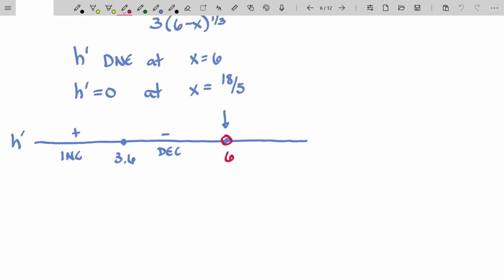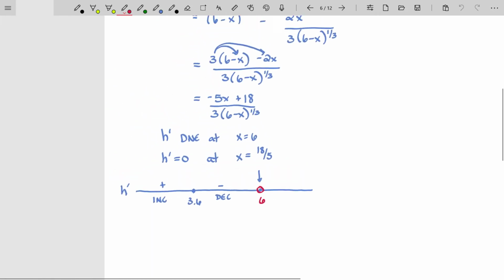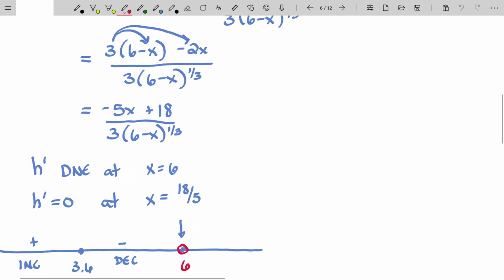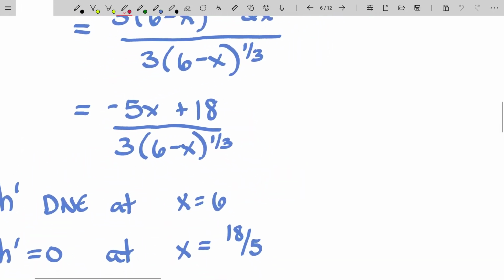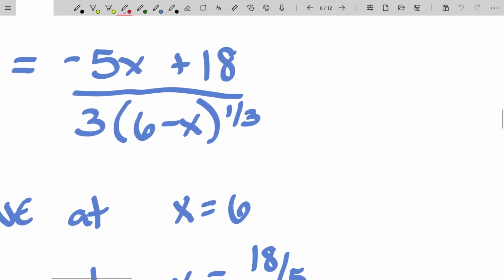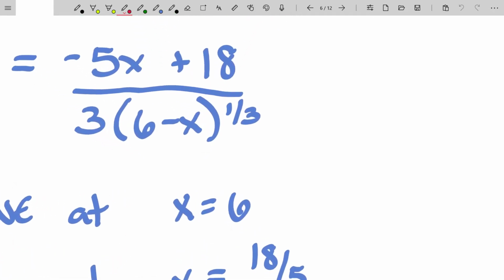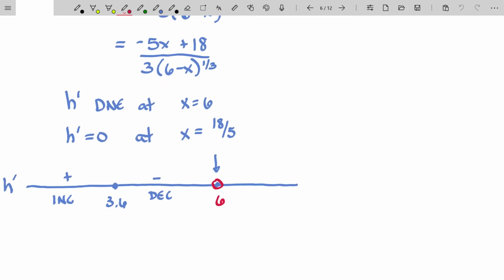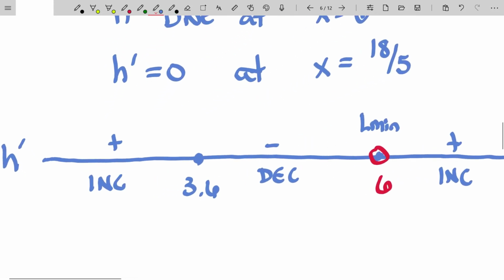Let's see. Pick a number greater than 6, like 7. You'll get negative 35 plus 18, which is negative, over 6 minus 7, which is negative, and you're taking the cube root of that negative, which is negative. So you get negative over negative, which is positive. So you know your function is increasing. This place where the derivative does not exist goes from decreasing to increasing, so it's a local min. At 3.6, it goes from increasing to decreasing, so that's a local max.